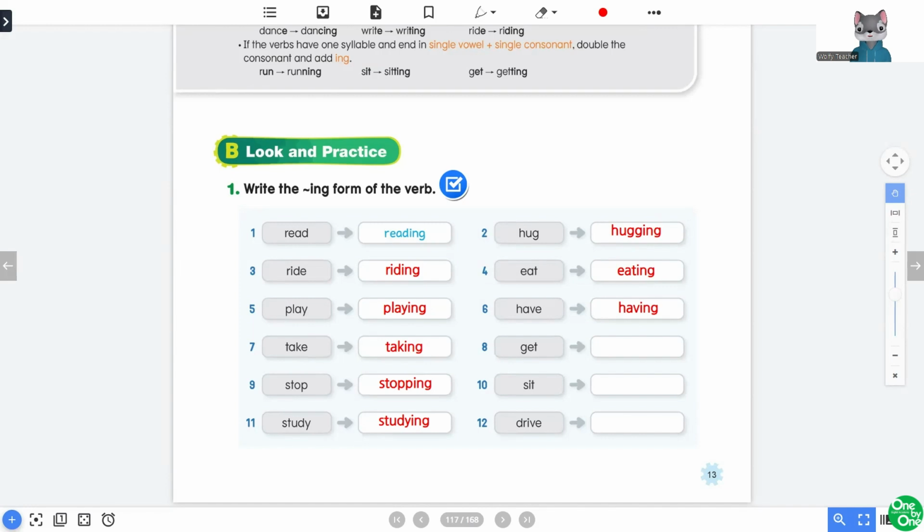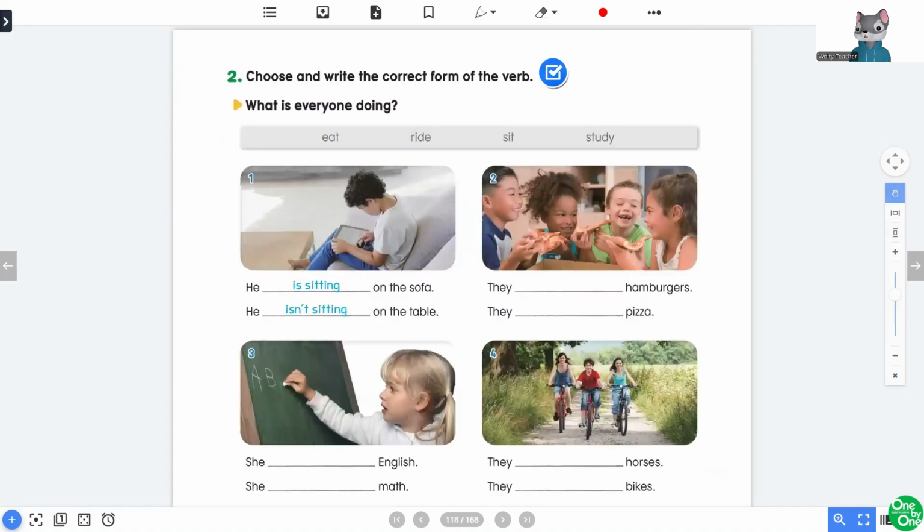Get. It's a short vowel and a short consonant. Then we need another, that's right, T and an ing. Sit is the same as get. We also need another T and an ing. Fantastic. What about drive? It ends with an E, so what do we need to put at the end? Yep, get rid of the E and then put the ing. Fantastic. Let's go to the next page.